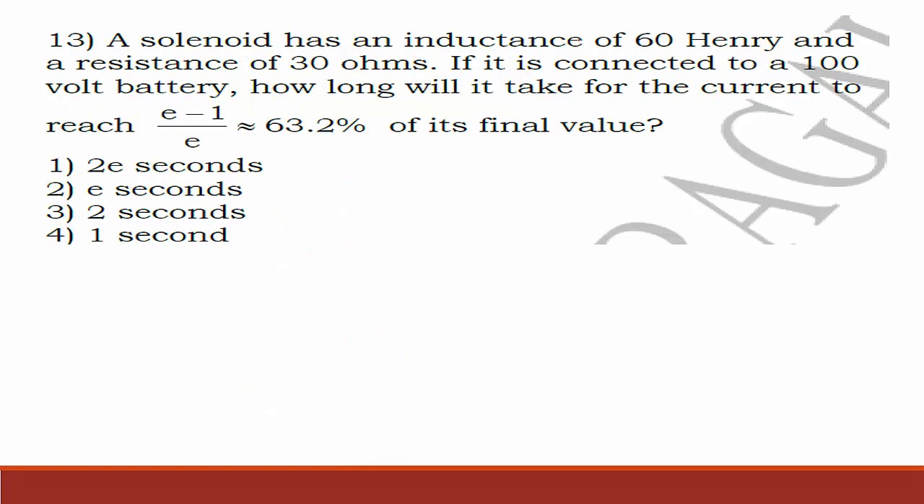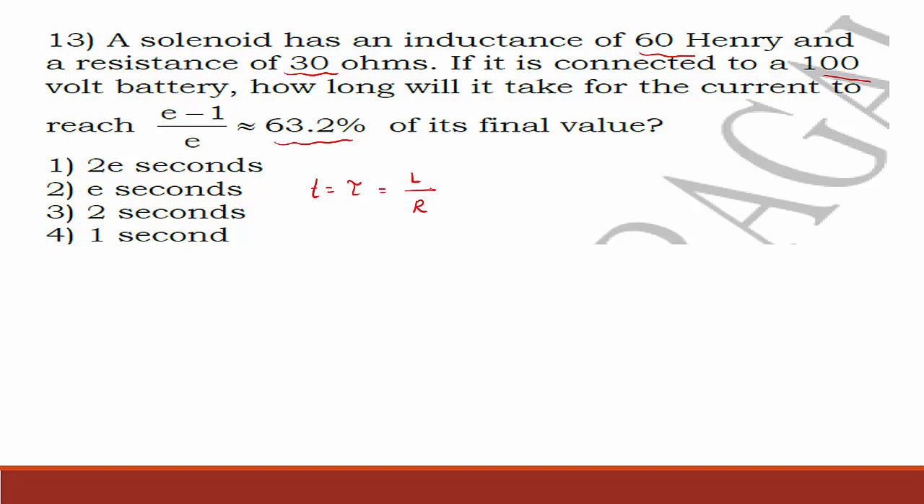A solenoid has an inductance of 60 Henry and a resistance of 30 ohm. If it is connected to a 100 volt battery, how long will it take for the current to reach (1 minus 1 divided by e), approximately 63.2% of its final value? Here we can use t, or we can take it as tau, which is equal to L divided by R.